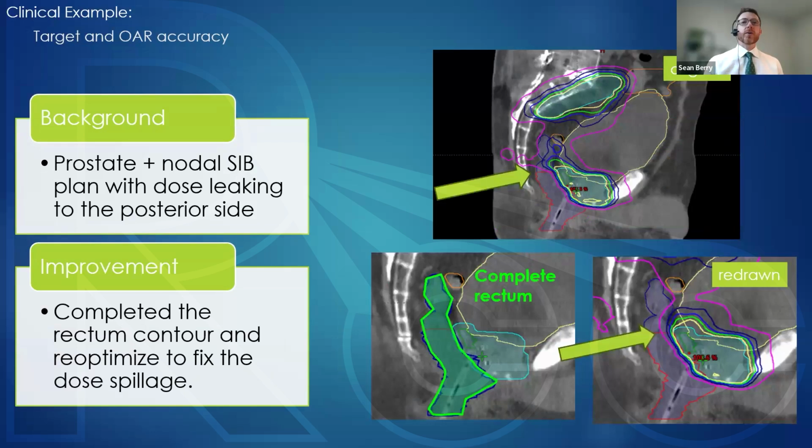So the solution here, of course, is to go back and recontour the complete rectum and reoptimize. And you can see after that was done that the isodose lines are pulling away kind of consistently and much nicer, and doing a better job of sparing the whole organ.